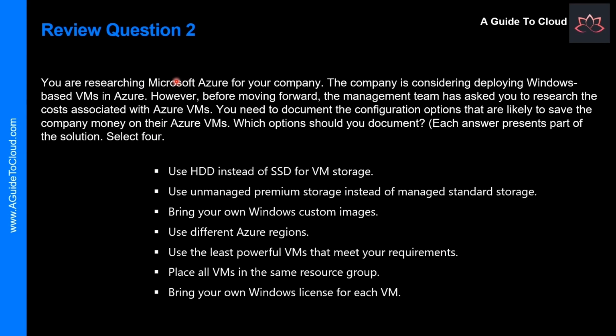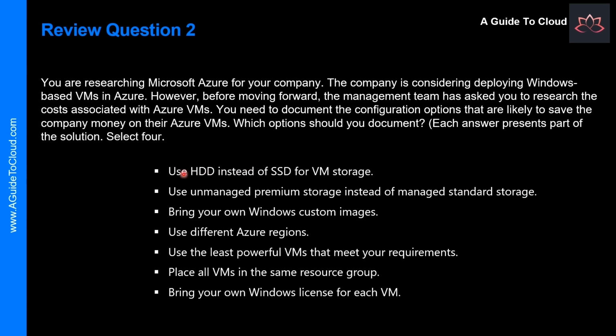Let's look at question number 2. You are researching Microsoft Azure for your company. The company is considering deploying Windows-based VMs in Azure. However, before moving forward, the management team has asked you to research the cost associated with the Azure VM. You need to document the configuration options that are likely to save the company money on their Azure VMs. Which option should you document?